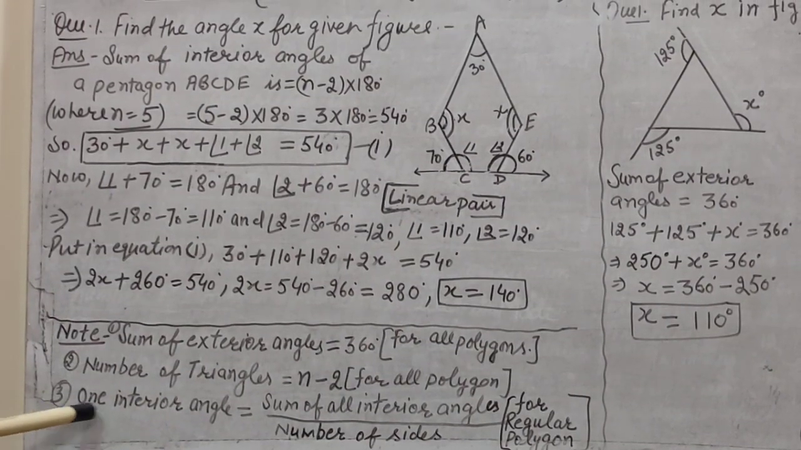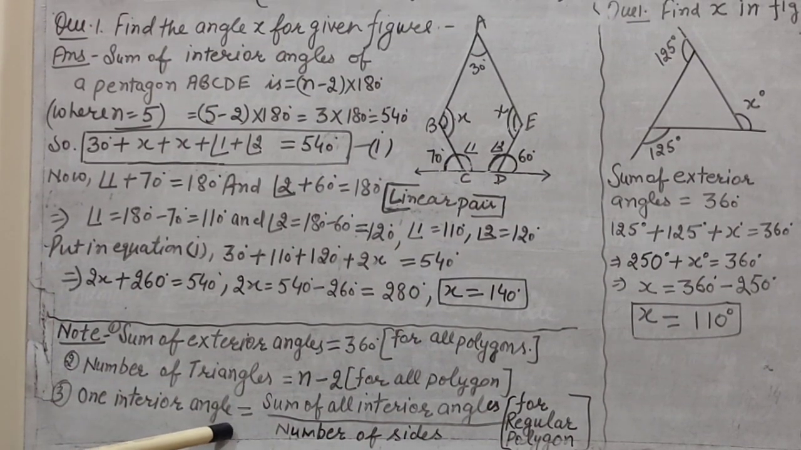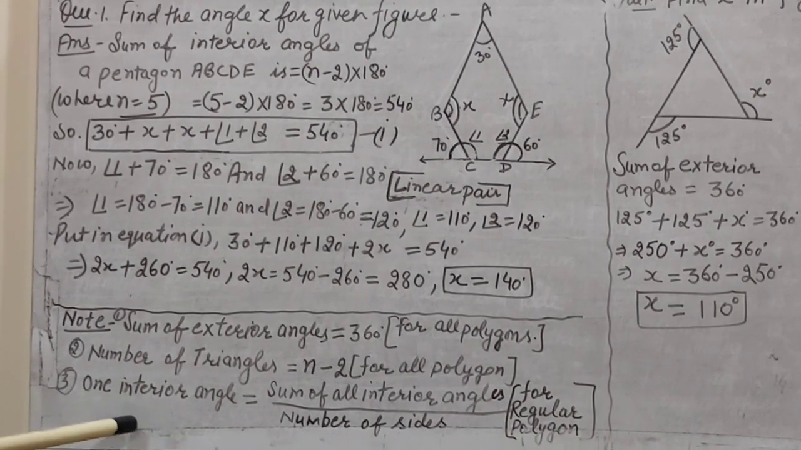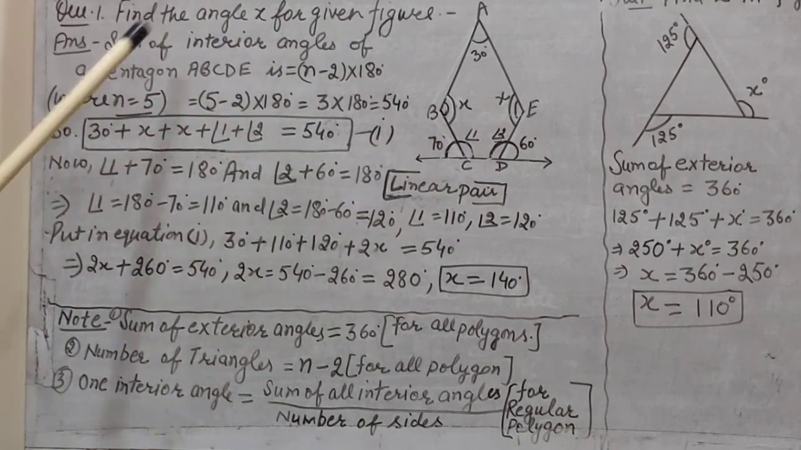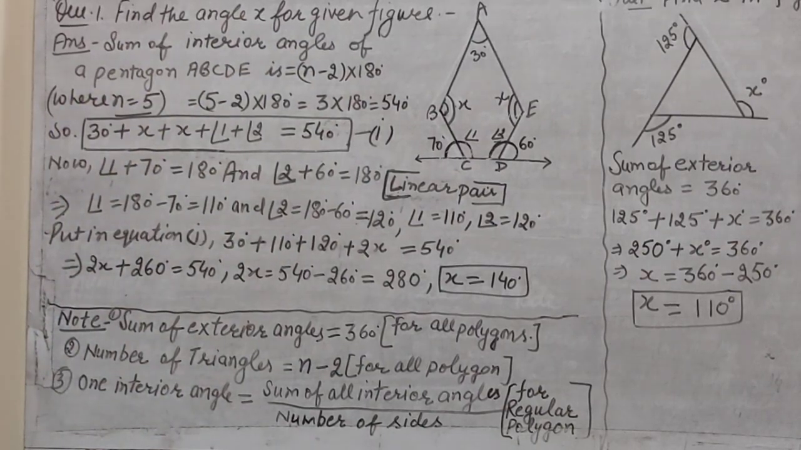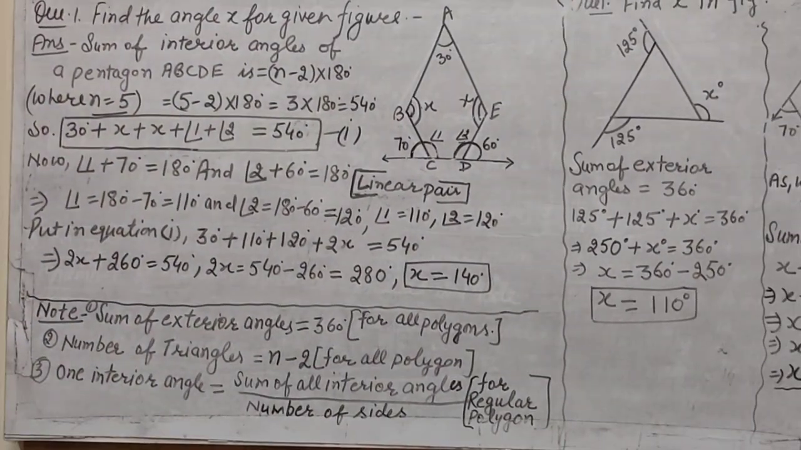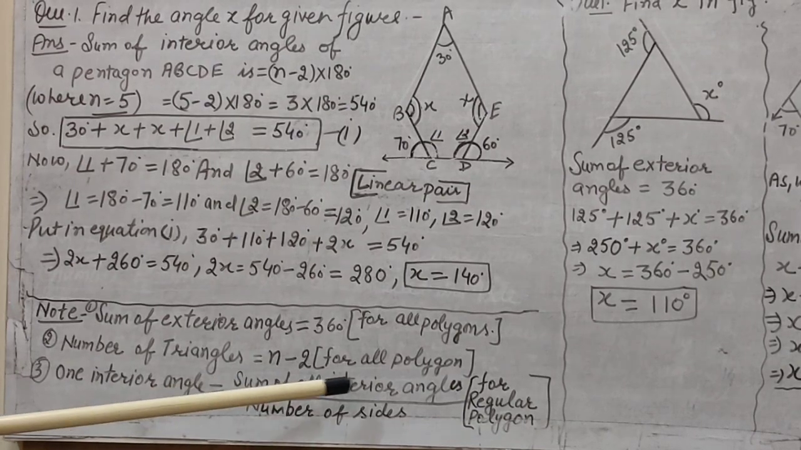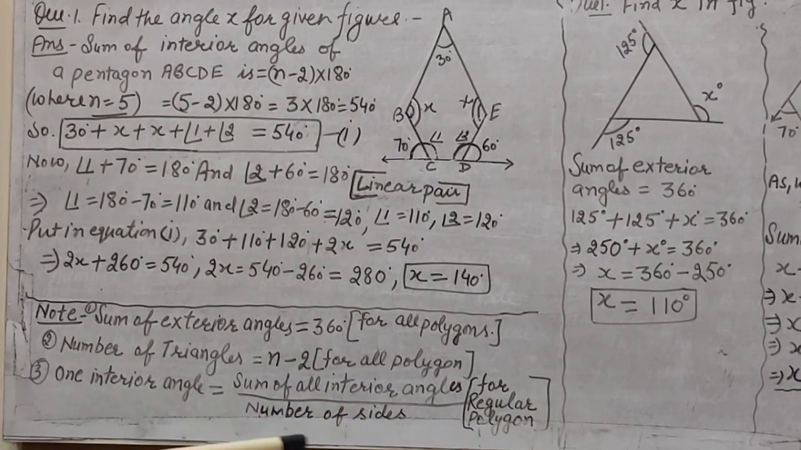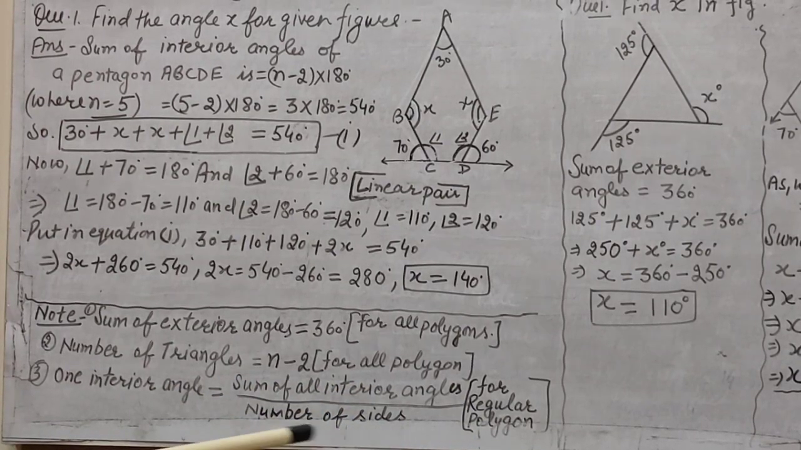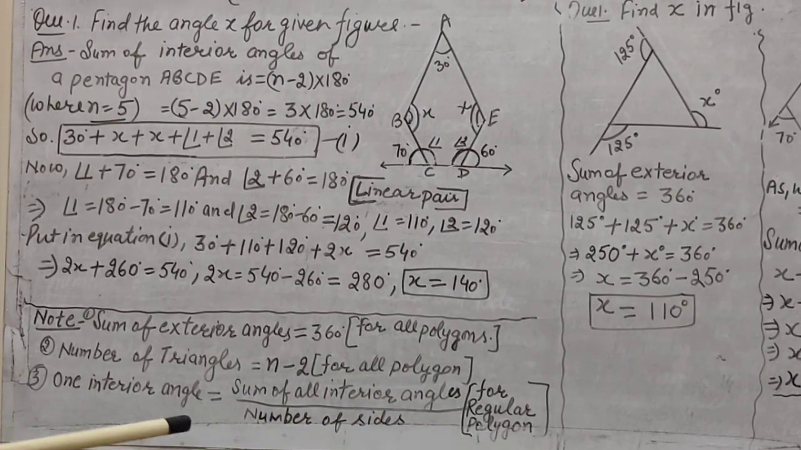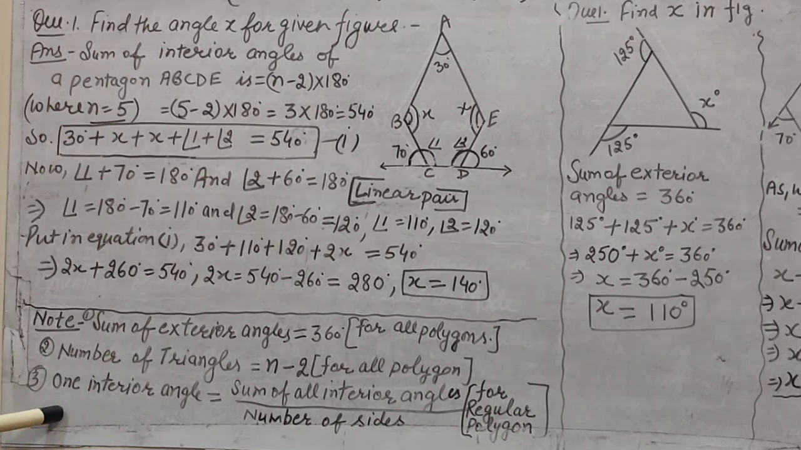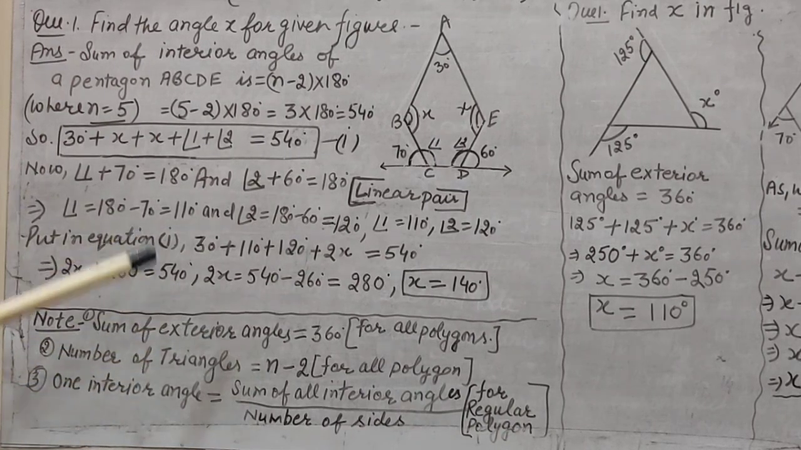Next, one interior angle. Up to this point, we have used the property of the sum of interior angles of a polygon. If we find the sum of all interior angles divided by the number of sides, this is applicable only for the regular polygon.